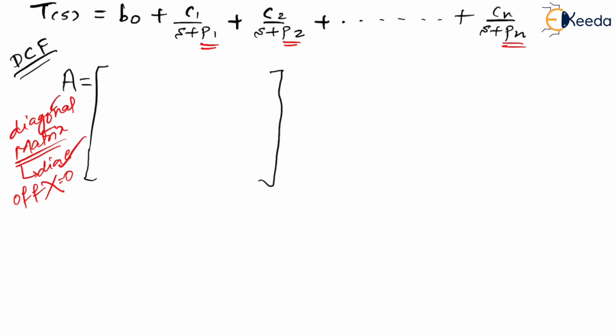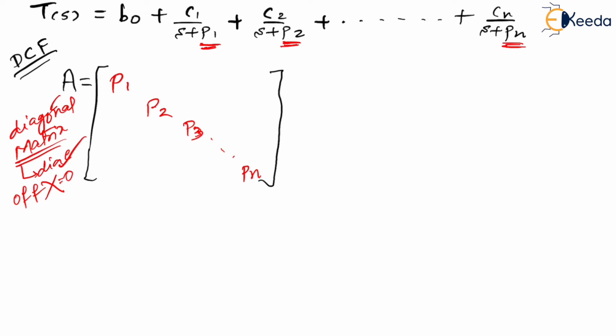So now, shouldn't we say that yes sir, p1 is a pole, p2 is a pole, pn is a pole, let us just replace them, p1, p2, p3 in the diagonal form, and at the end we are going to have pn? Is it right? No, it is not right.